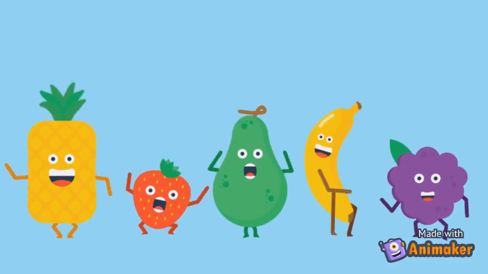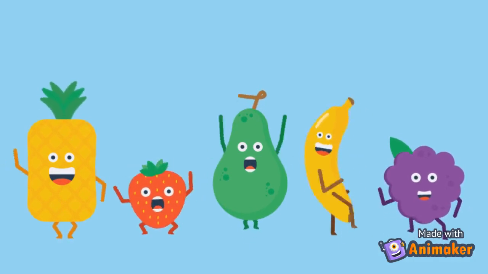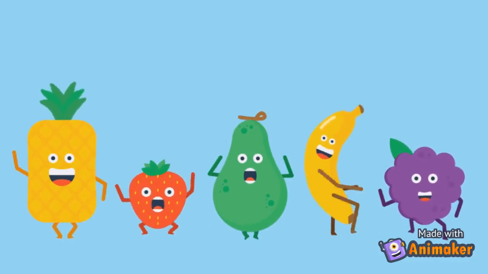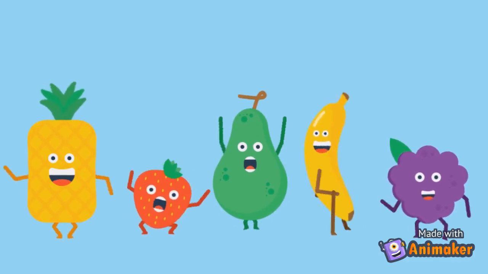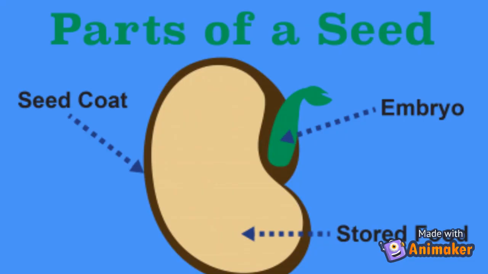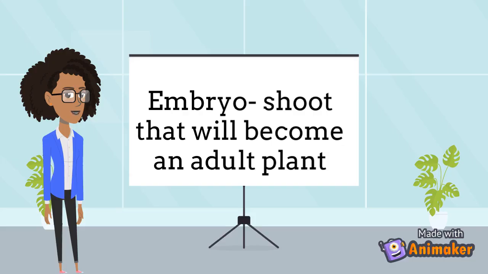After fertilization, the female parts of the flower become fruits, so the ovules become the seeds and the ovaries become the flesh of the fruit. Seeds have three main parts that you need to know: the embryo, the food store, and the seed coat. An embryo is the shoot that will become an adult plant, kind of like humans, but instead we become adult humans.